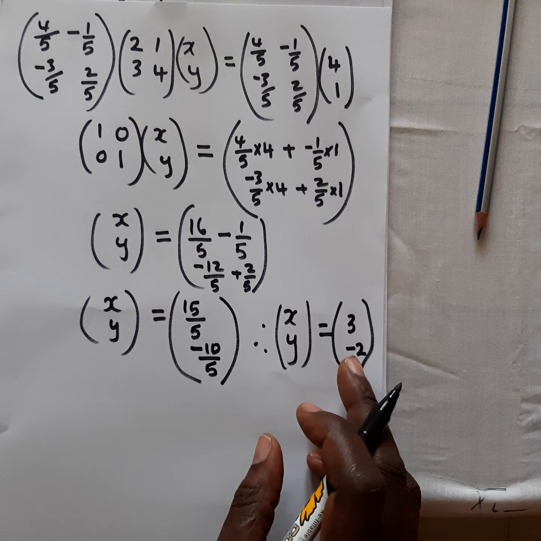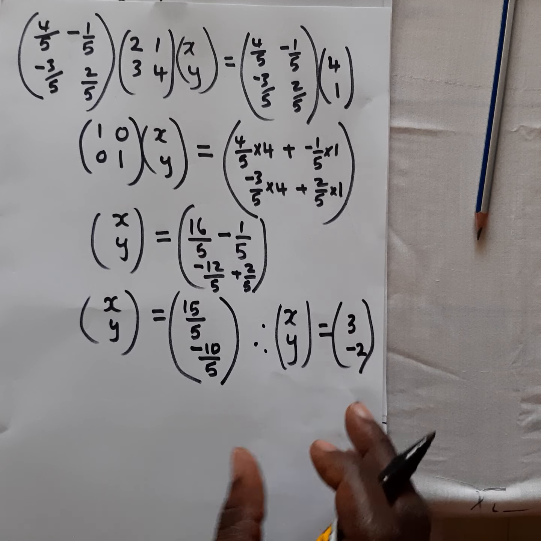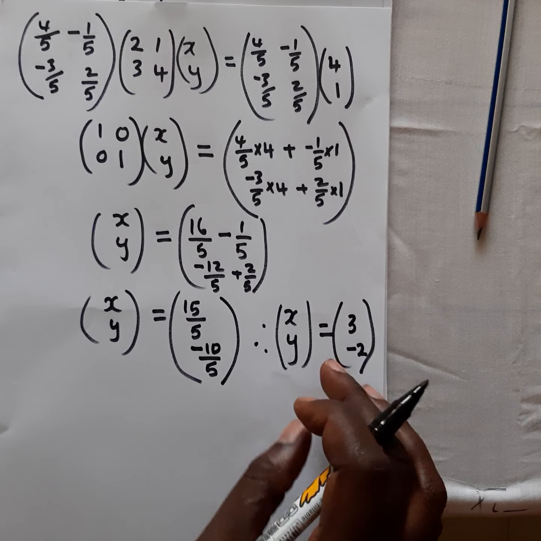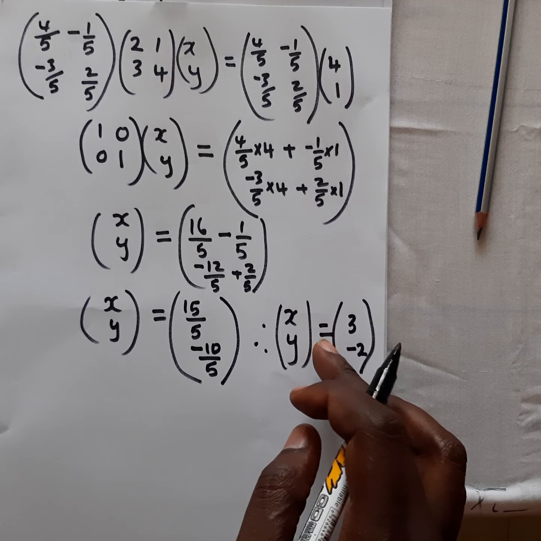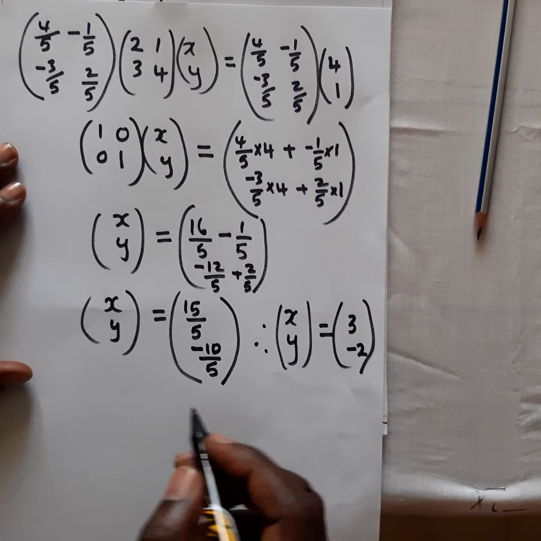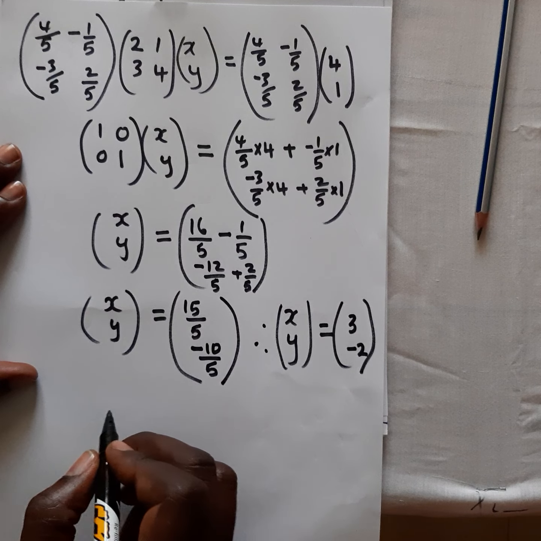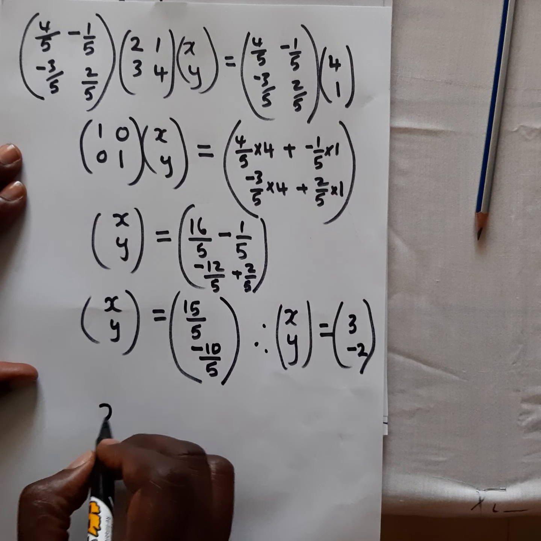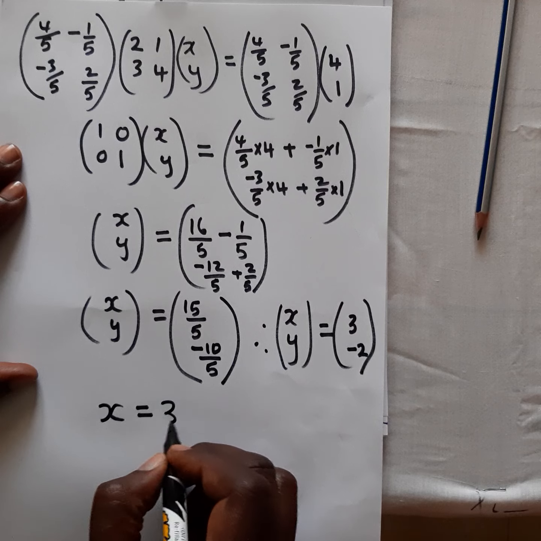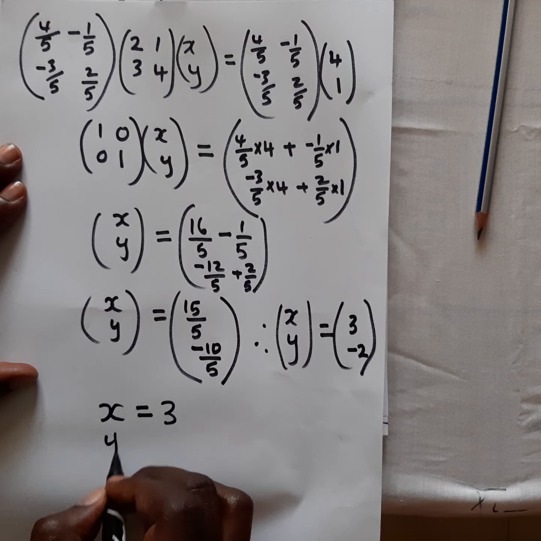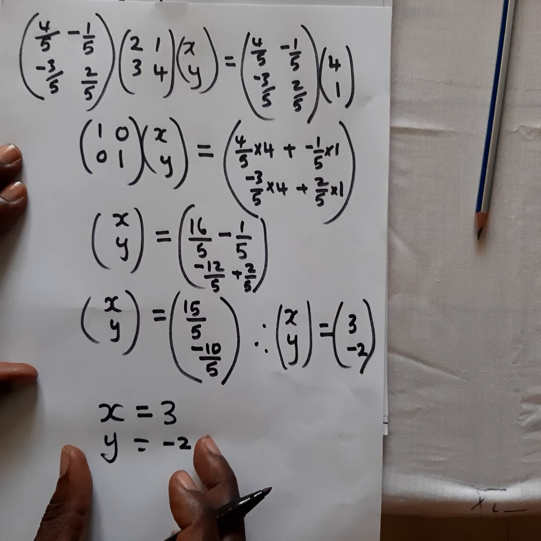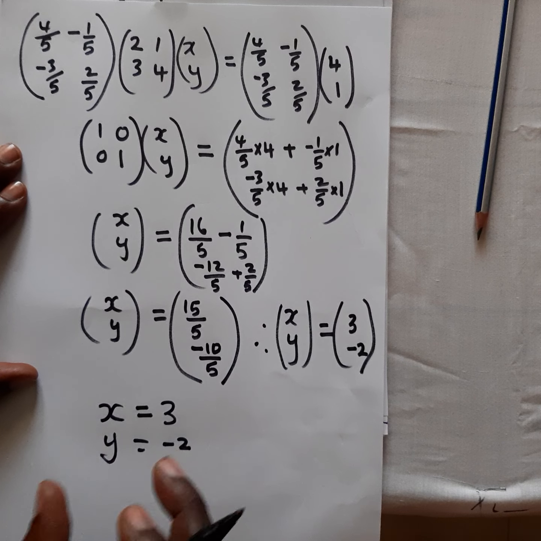Now, this part, we don't leave the answer in the form of x, y equals 3 and negative 2. So the answer should be written in this form. So we come and say x equals 3 and y equals negative 2. So this is the way we leave the answer.